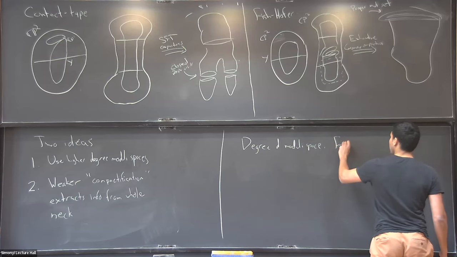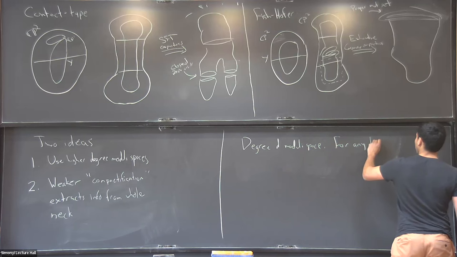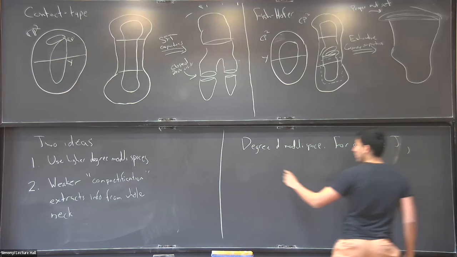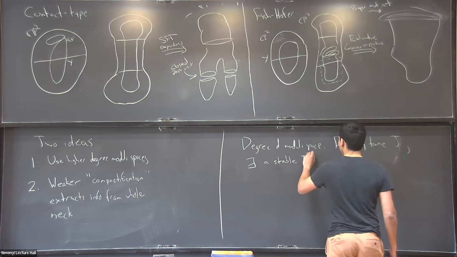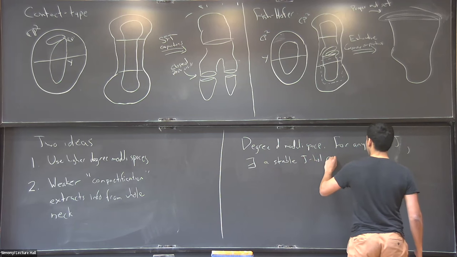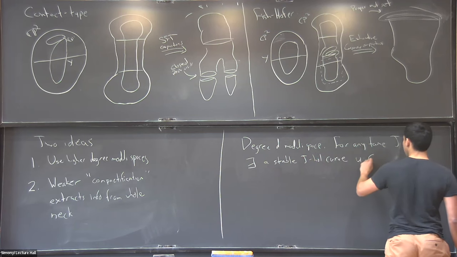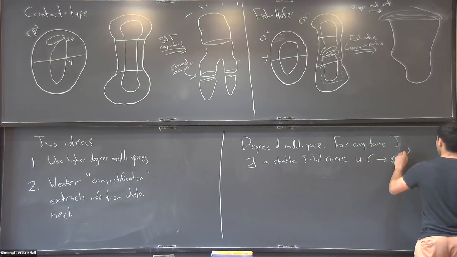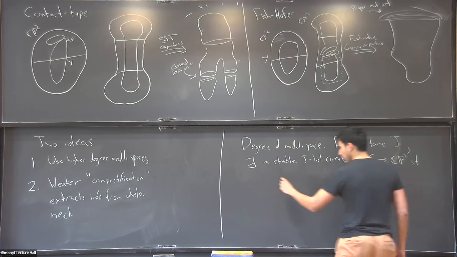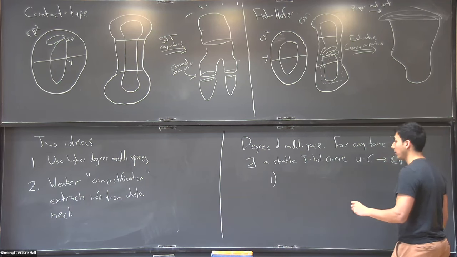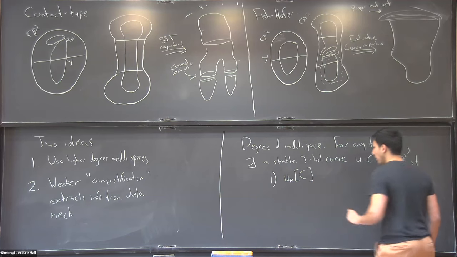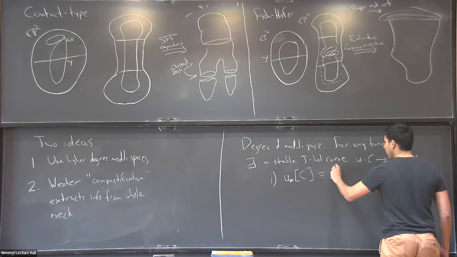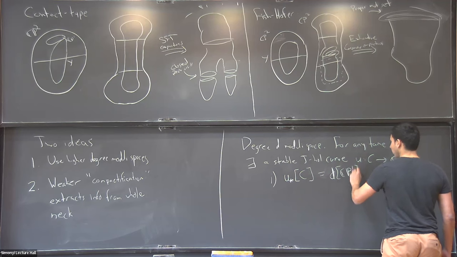So, for any tame J, there exists a stable J-holomorphic map, a J-holomorphic curve U in CP2, which has a bunch of properties that we make use of all of them. So the first one is that this curve is degree D. Namely, its homology class is D times the divisor at infinity.